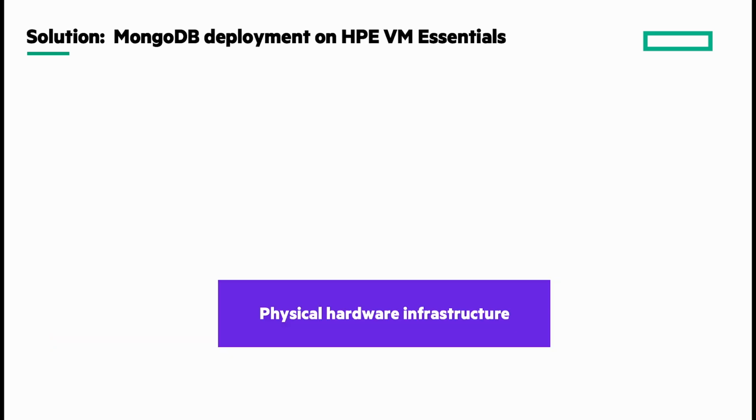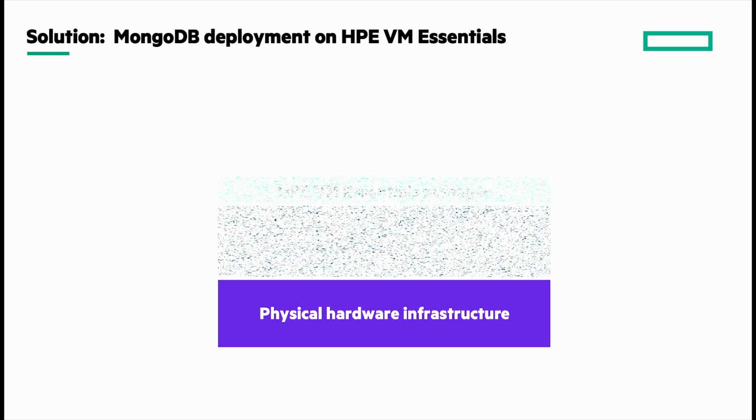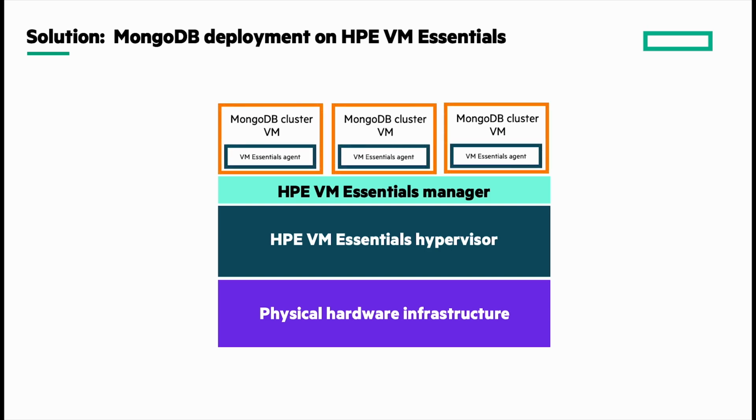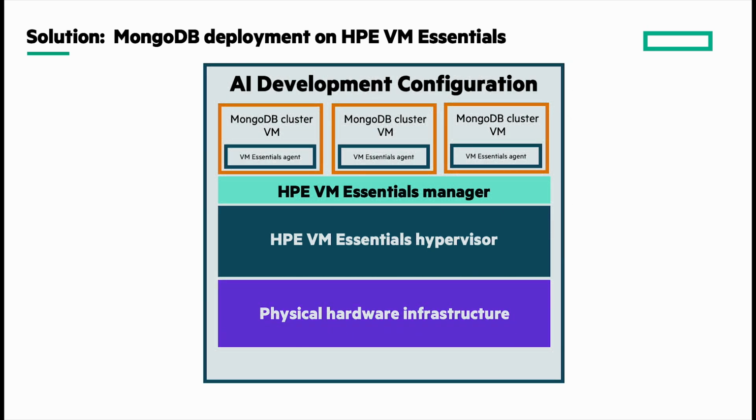In this video, we will examine the options for deploying one of the leading database applications for managing AI datasets, MongoDB, using the new HPE VM Essentials hypervisor solution. We'll talk about why MongoDB is so popular amongst AI developers and how HPE VM Essentials can provide a compelling virtualization platform for creating and maintaining a hypervised MongoDB environment.